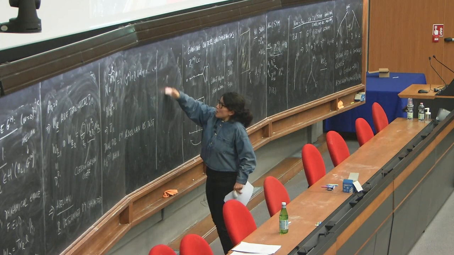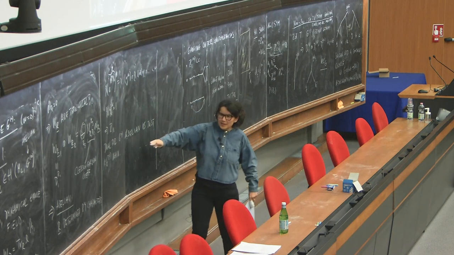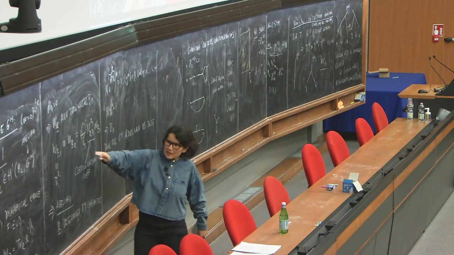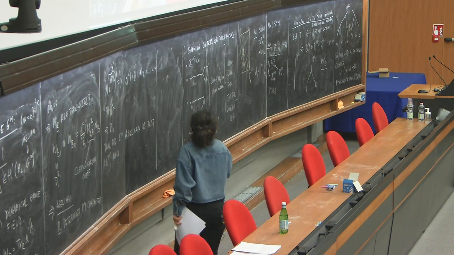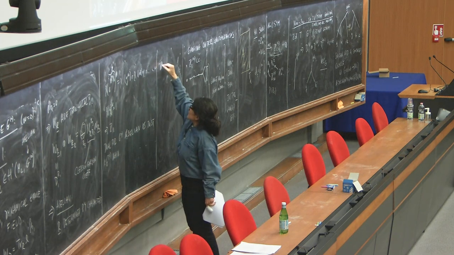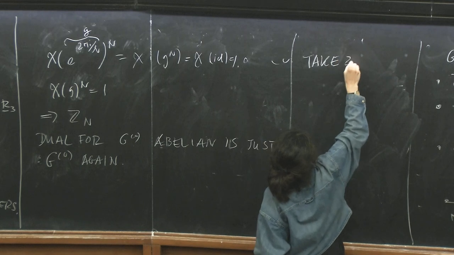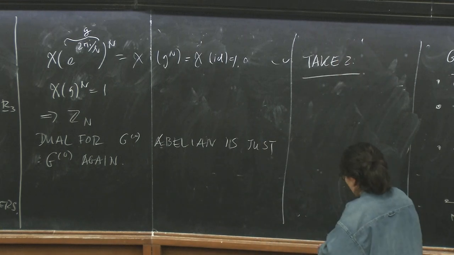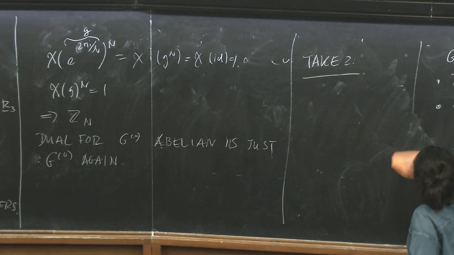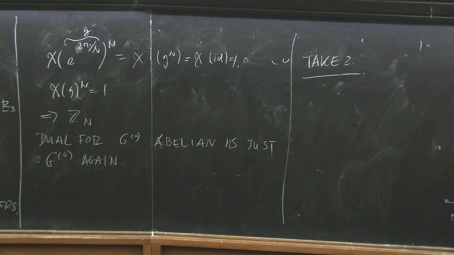So take two. This was actually a little cheating here. But now what I'll tell you is, really, we can think of this in the following way, and this is really what also generalizes to higher dimensions and incorporates essentially almost all constructions of non-invertible symmetries.